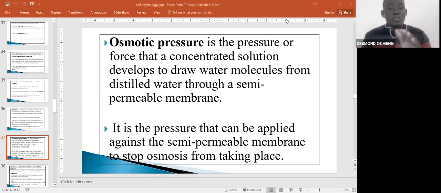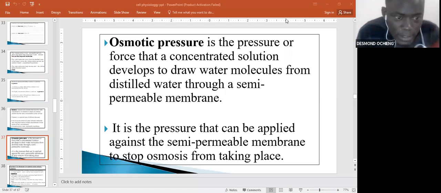Once the two solutions have become isotonic, or once they have equal concentration, some force will be applied against the semi-permeable membrane to stop water molecules from moving from one solution to the other, or to stop osmosis from taking place. So to answer these questions that I'm now seeing here, I think that is what was not coming out clearly.